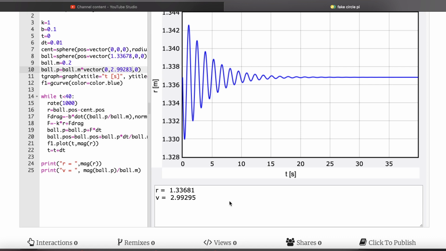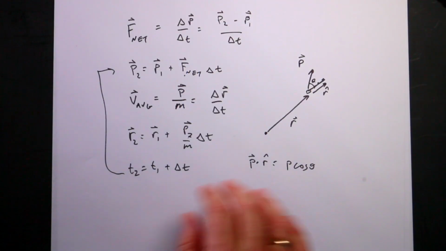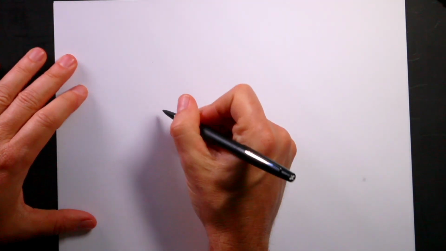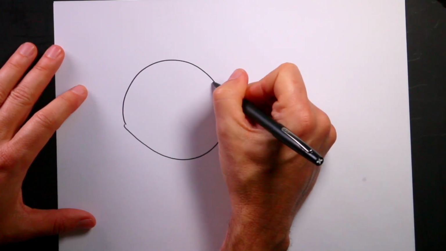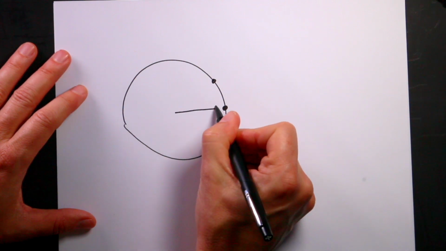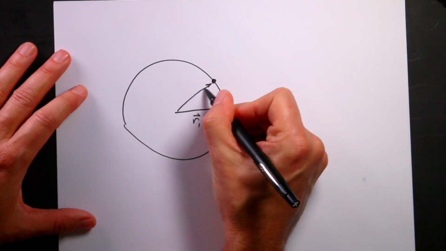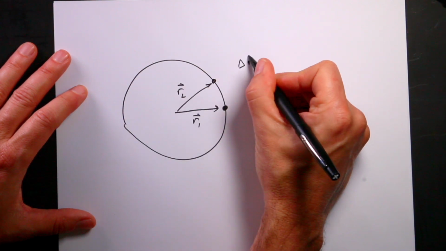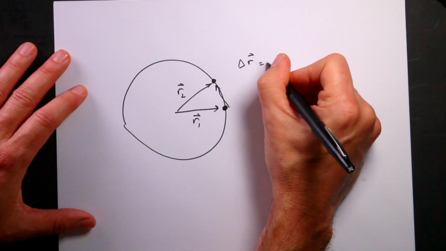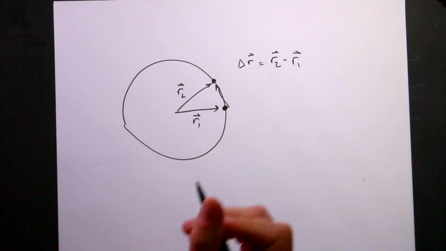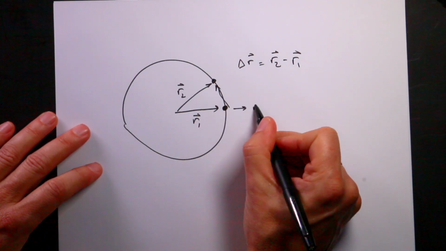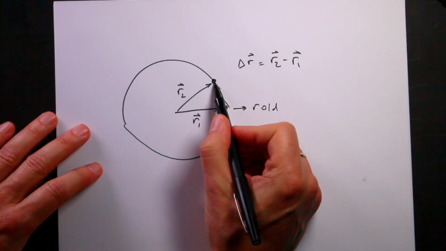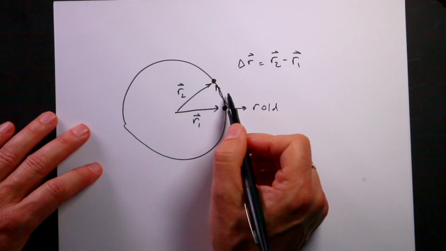So let's go back to the paper real quick. New sheet of paper. So here is my circle. And so here's the ball right here, and then here's the ball at the next time step. So this is, let's call this R1, and this is R2. So delta R is going to be this vector from here to there, and that's going to be R2 minus R1. So I'm going to need to record the previous position. So I'm gonna start here, and I'm gonna set this equal to R old, and then I'll calculate the new position.